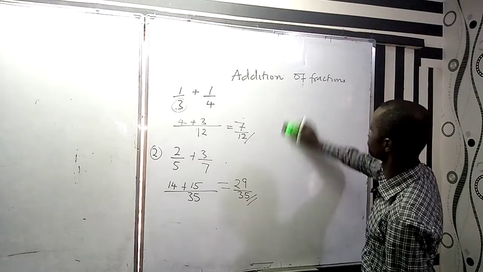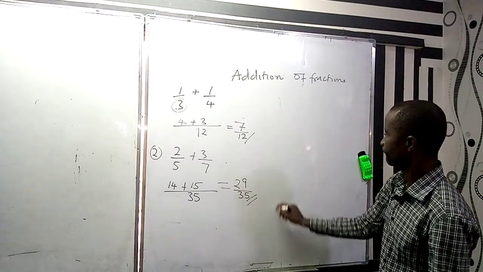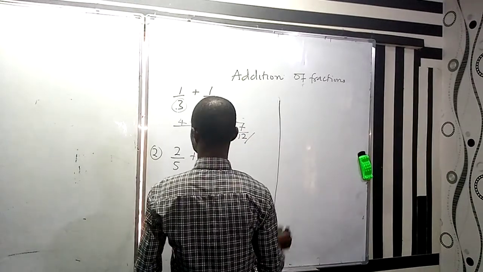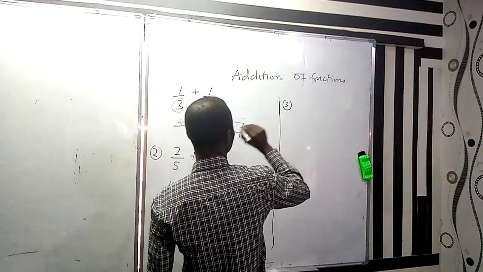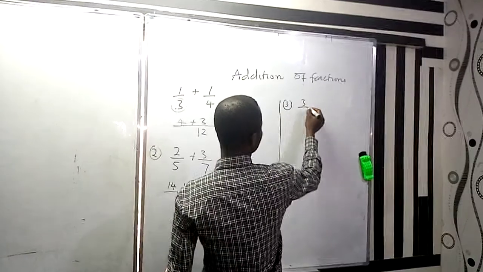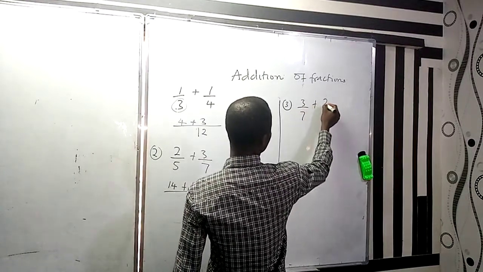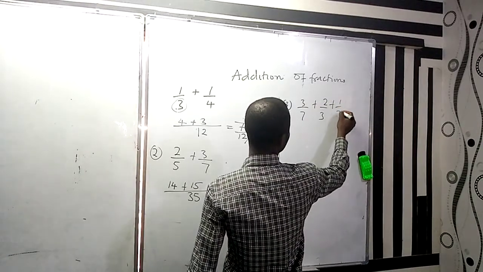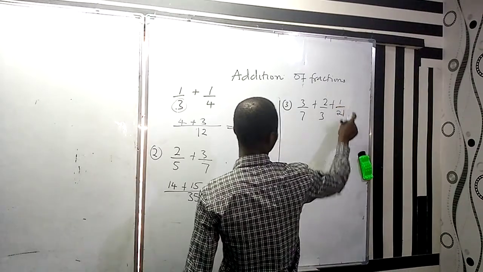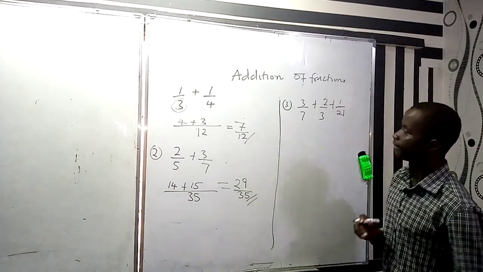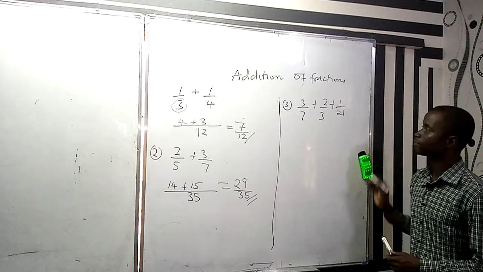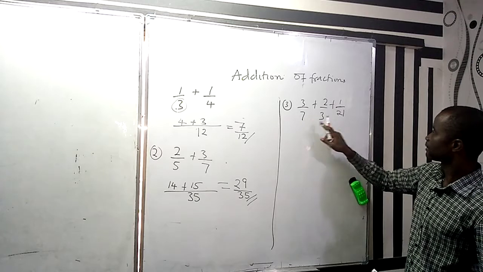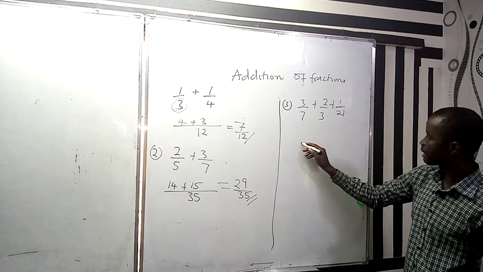Another example. Now let's look at example 3. You have 3 over 7 plus 2 over 3 plus 1 over 21. Here you have 3 denominators. It's still the same procedure. What are you going to do? The LCM of 3, 7, and 21 is 21.